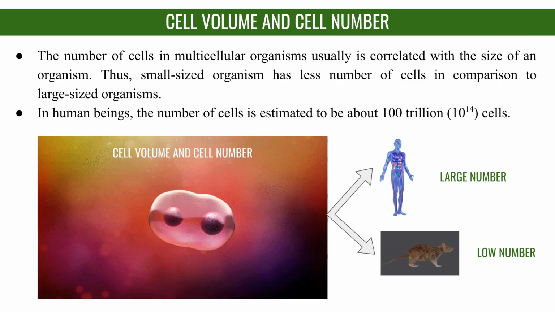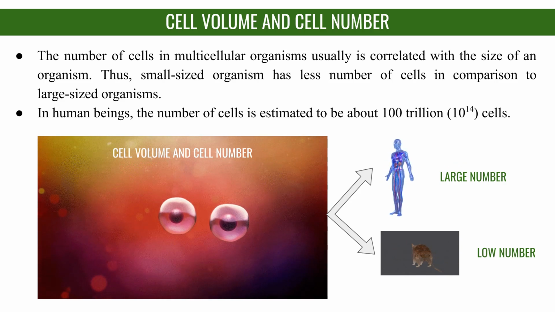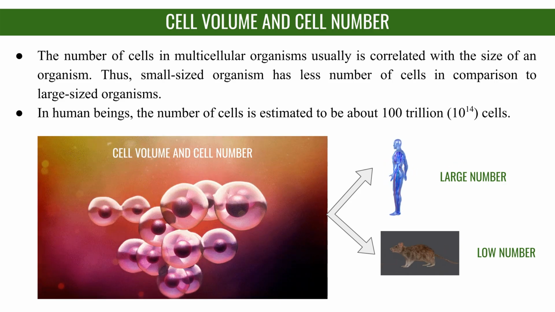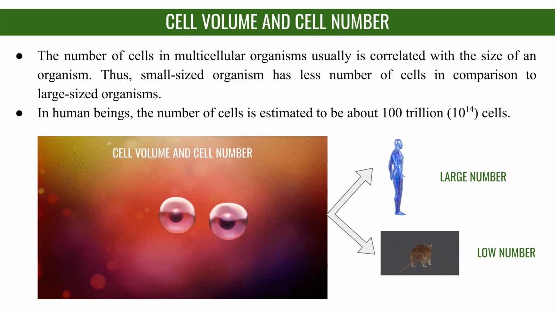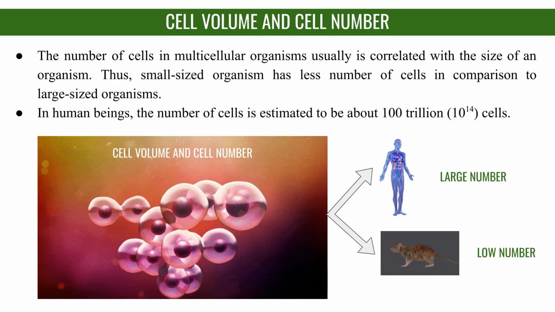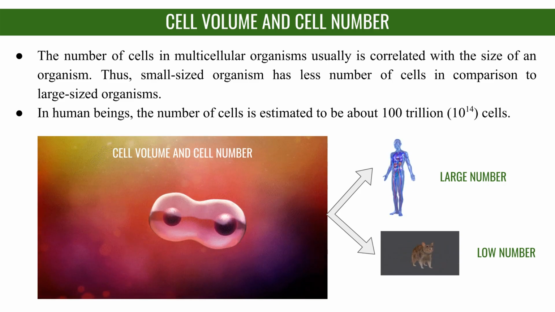In most multicellular organisms, the cell number correlates with the organism's size. Smaller organisms have fewer cells. For instance, human beings are estimated to have about 100 trillion, or 10 to the power of 14, cells.